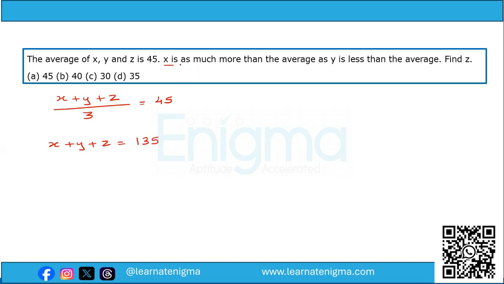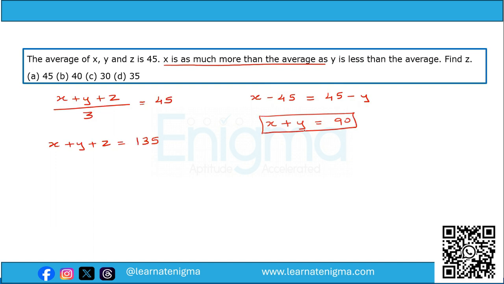Now it is given here that x is as much more than the average. Now we can easily find out how much more is x than the average by doing x minus 45. Now it is given to us that x minus 45 is equal to how much y is less than the average, so 45 minus y. So therefore simplifying, we get this as x + y is equal to 90.